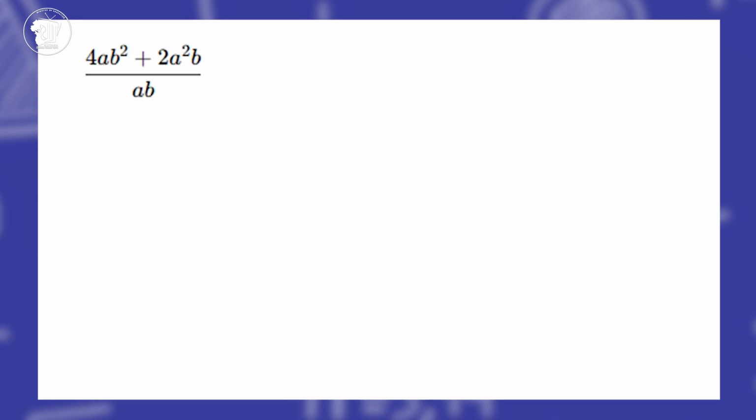Once again, we are asked to simplify this. We have 4ab squared plus 2a squared b, all divided by ab. We want to simplify this, so let's see if we can factor out ab and cancel it with this ab at the bottom here.